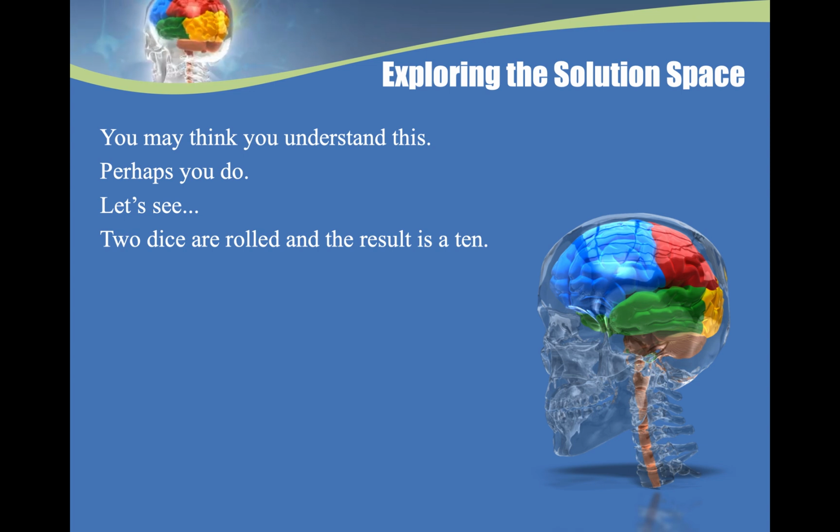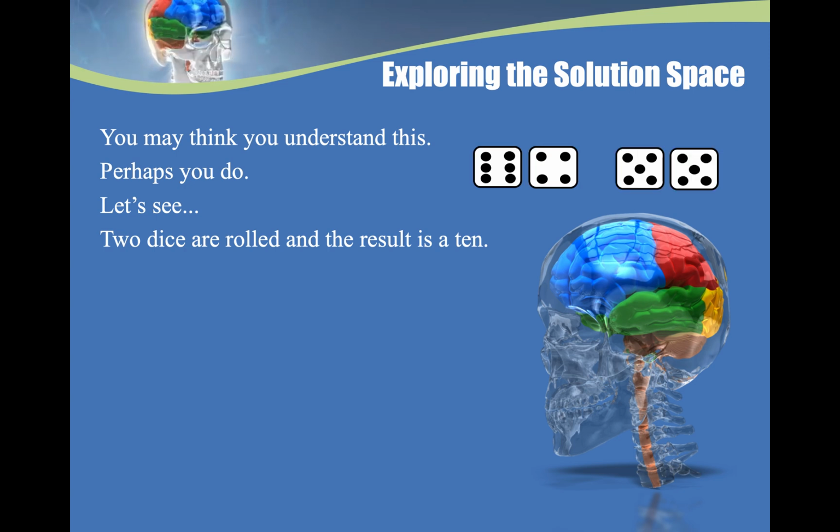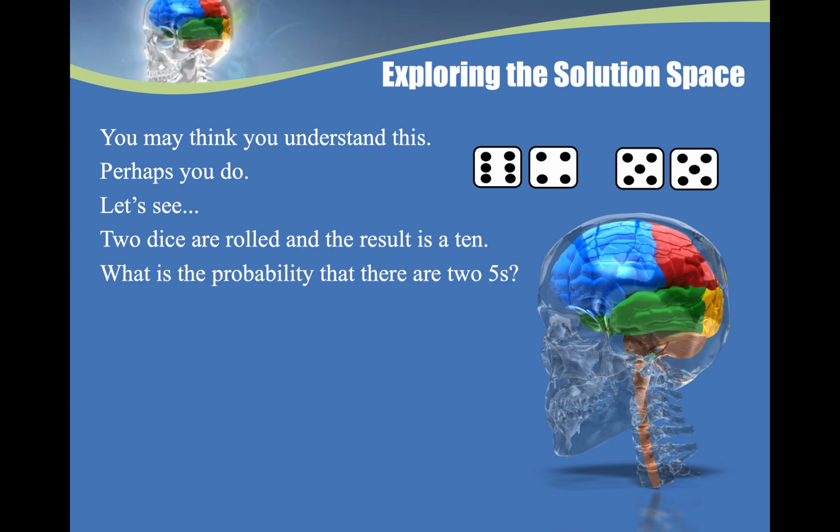2 dice are rolled, the result is a 10. That's given. 6 and 4 is one possibility. 5 and 5 is another possibility. Those are the only 2 possible combinations. There's no 7s. Got to be a 6 and 4 or a 5 and 5. What's the probability that a 10 consists of 2 5s?